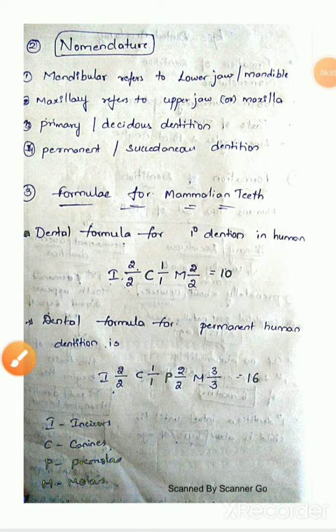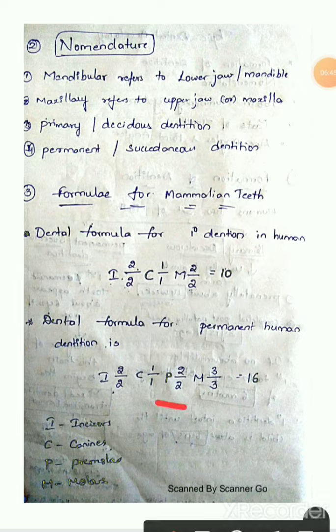When it comes to the dental formula for permanent dentition, we also have premolars and another molar, which means the third molar. So in this formula we can appreciate P as well as molars 3 by 3, which means 3 maxillary molars and 3 mandibular molars.